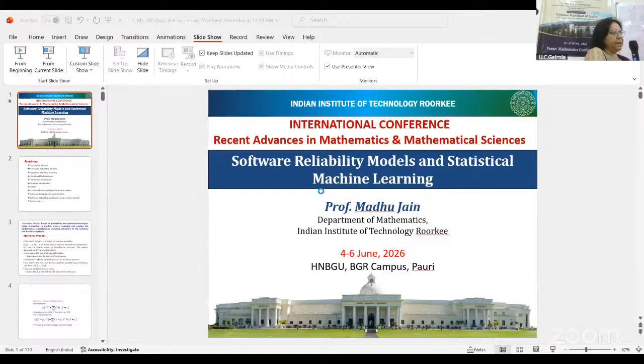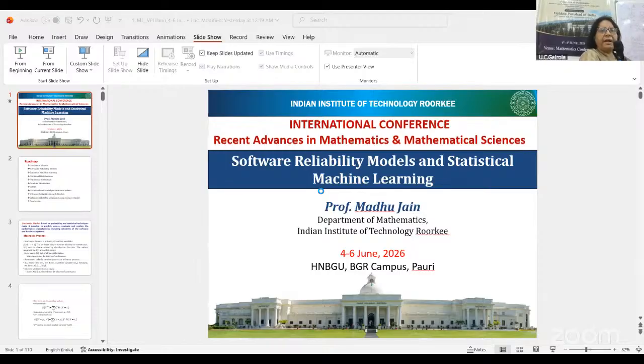Whatever data is available, we take those data and fit the models. And whenever we fit the mixture model, it gives better results in terms of the statistical indices. So we are taking that into consideration. There are many distributions. Generally, people take the exponential distribution. Those are starting models, but we have to take more advanced distributions.